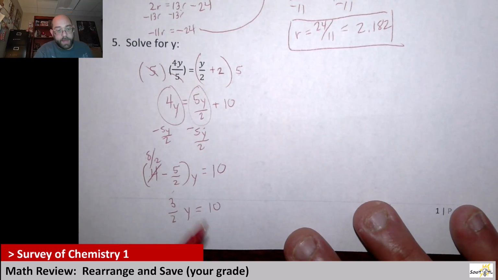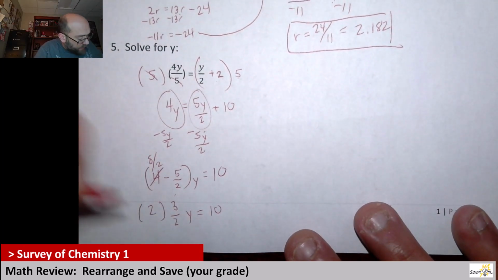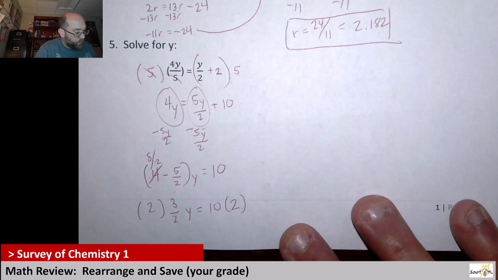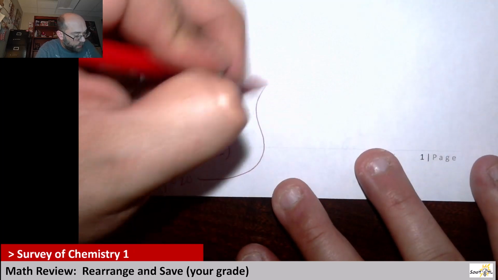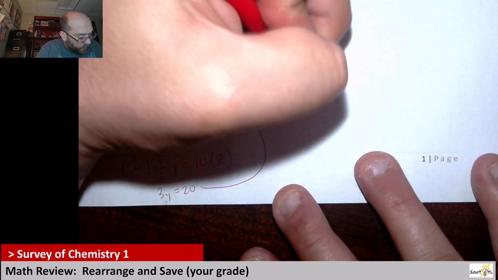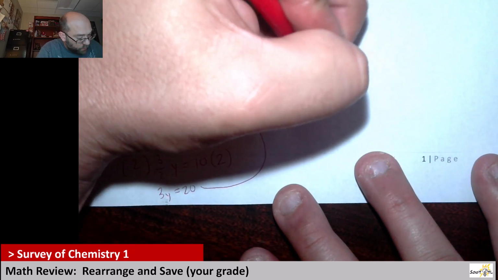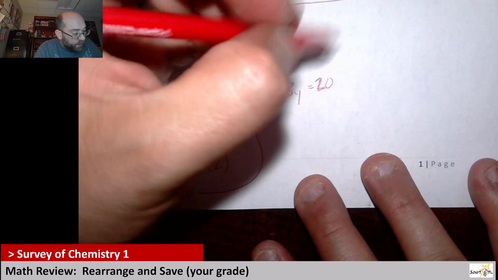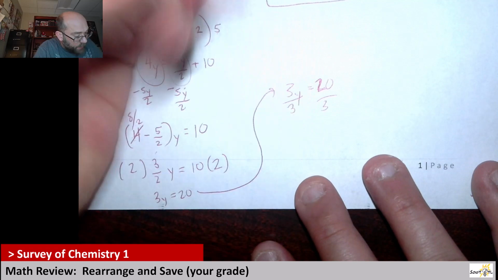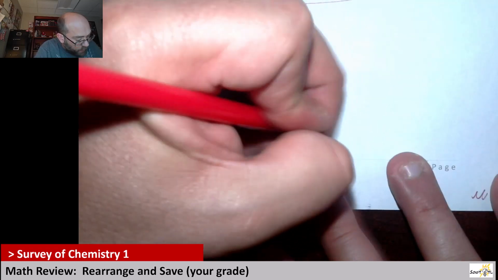Now, in order to get rid of that fraction, we could just say, all right, I'll multiply both sides by 2. So what does that give me? That gives me 3y is equal to 20. And then if I come up here, let me rewrite it. 3y is equal to 20. All right, now with 3y being equal to 20, I just divide both sides by 3. So I get y is equal to 20 over 3.